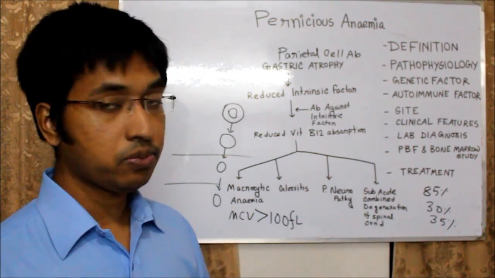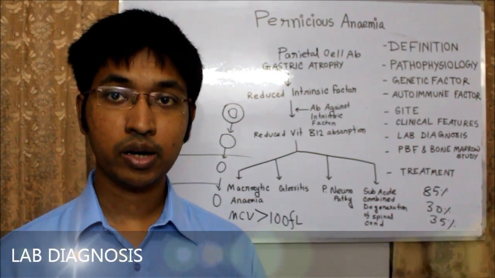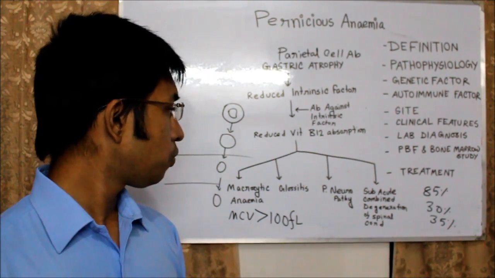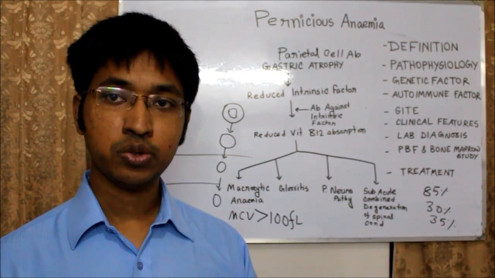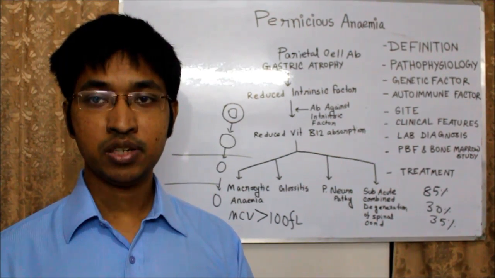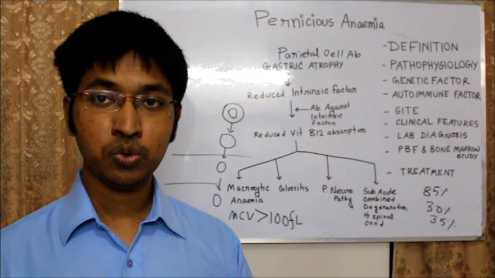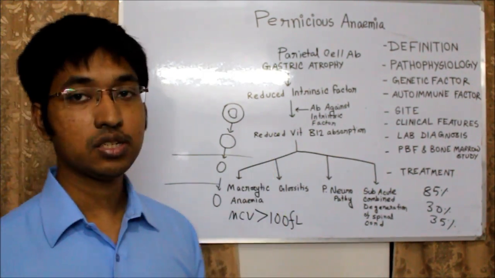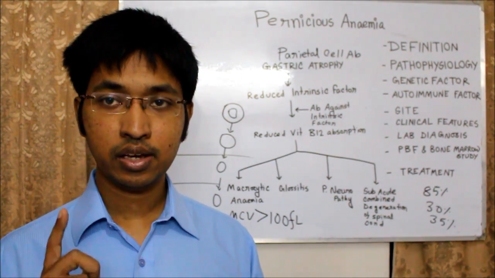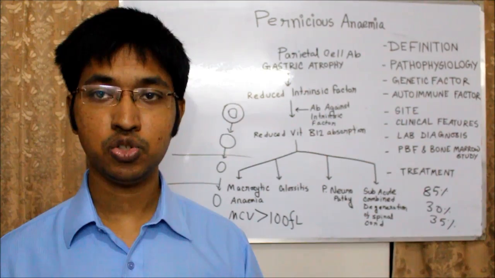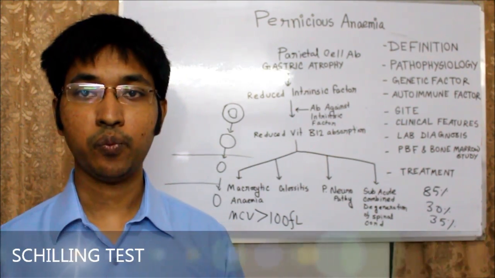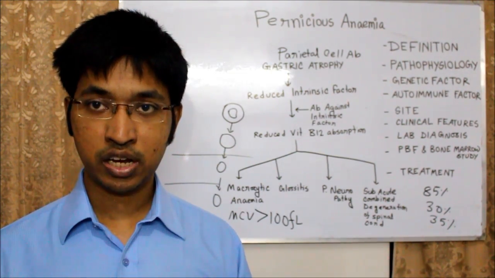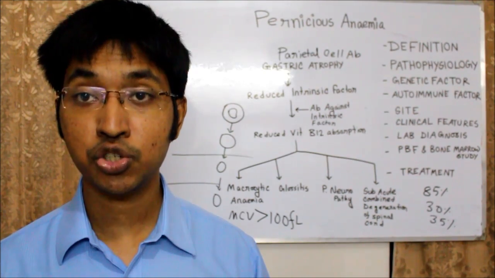The next point that we have to discuss is the lab diagnosis. How can we diagnose pernicious anemia? Once we are suspecting pernicious anemia, we will try to measure the serum vitamin B12 level, and also we will look for some antibodies against the parietal cell and against the intrinsic factor. And remember, there is an important test for your exam, which is the Schilling Test. So I will now explain what the Schilling Test is. It is a test done to understand if the patient has some problem in vitamin B12 absorption or not.